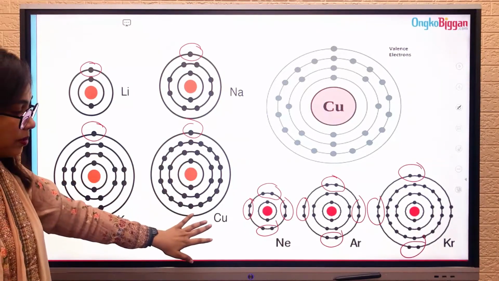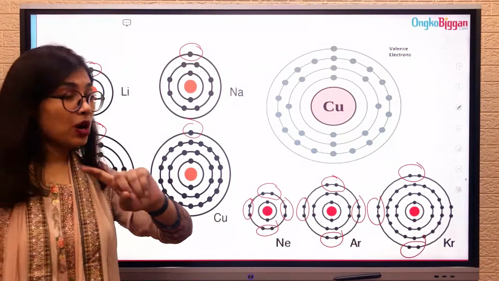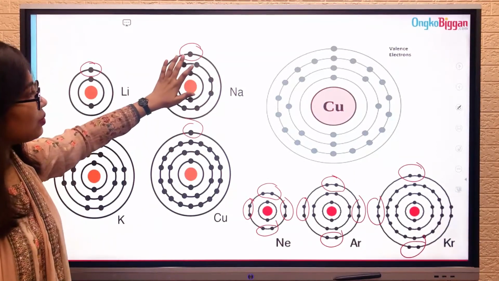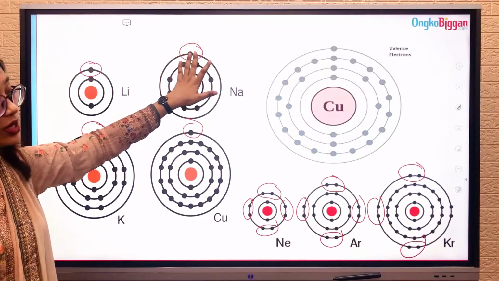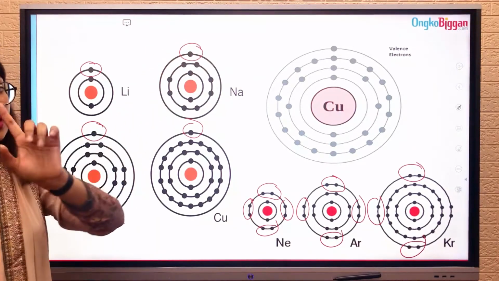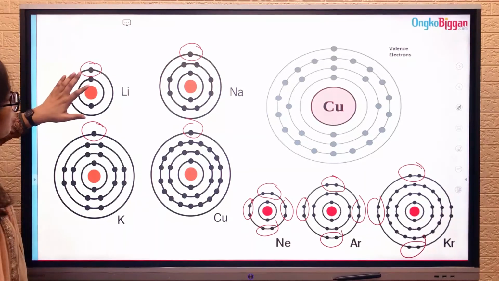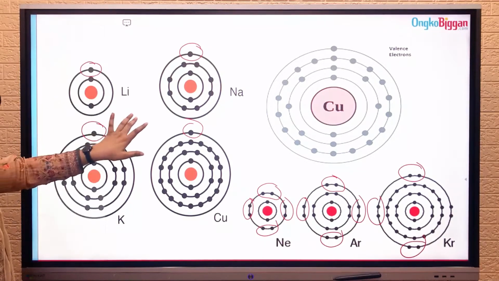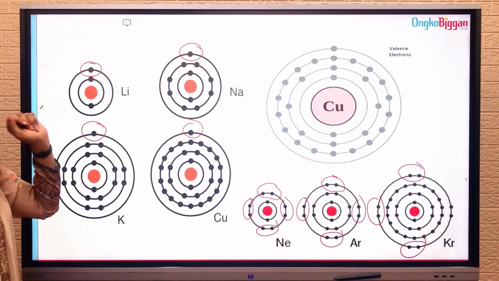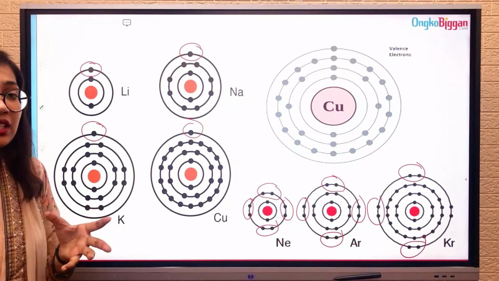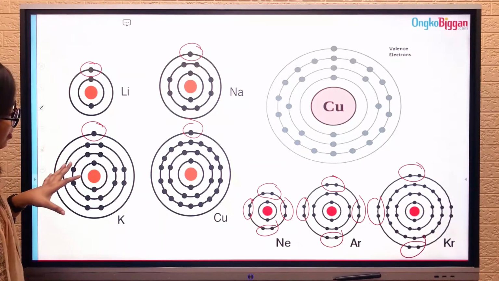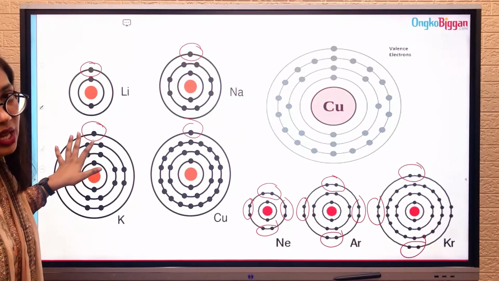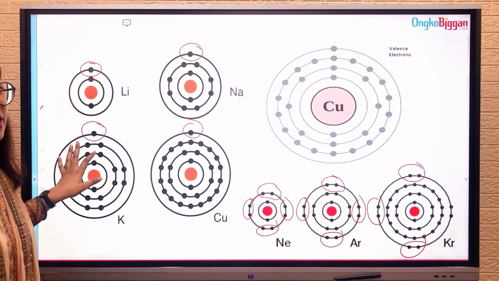So for copper, the valence electron is 1. For sodium over here, the last energy level has only 1 electron. So for sodium, the valence electron is 1 as well. For lithium over here, it also has 1 electron on its outer shell. So the valence electron of lithium is also 1, and for potassium over here it also has 1 electron on the outer shell, so the valence electron of potassium is also 1.